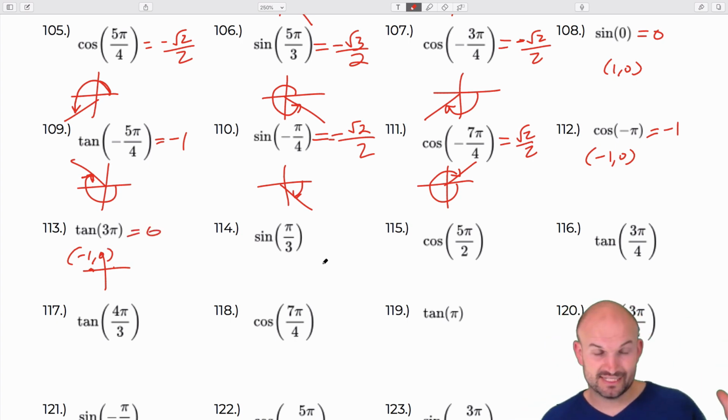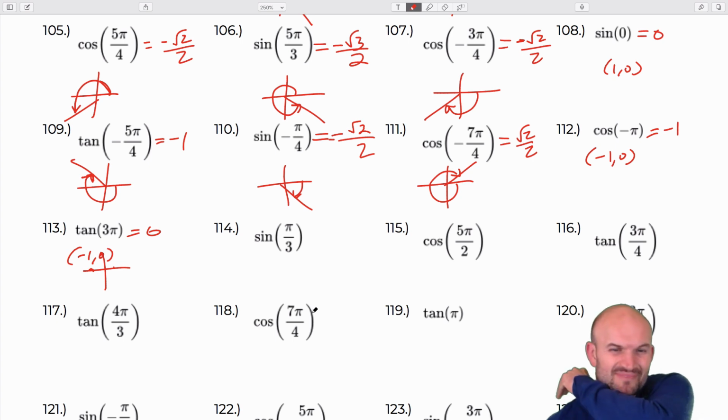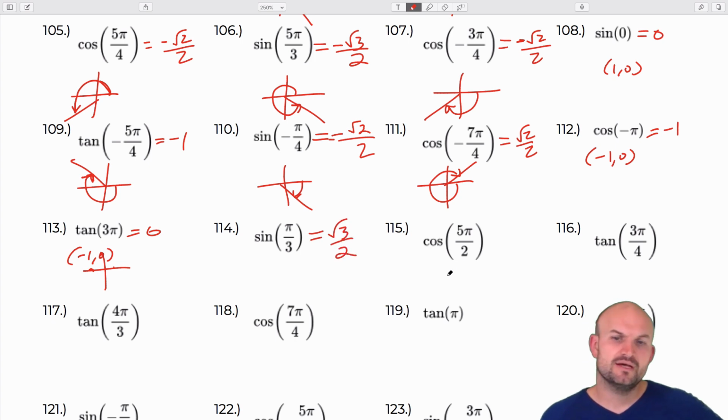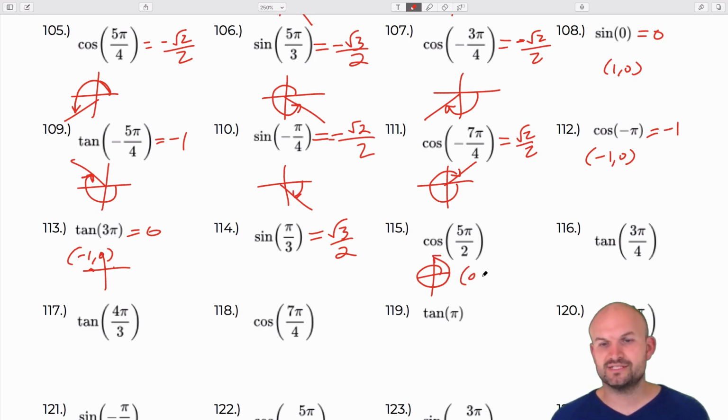Sine of pi over 3, that's in the first quadrant. So the sine of pi over 3 is just going to equal positive square root of 3 over 2. 5 pi over 2, that's going to be more than a revolution, right? That's 4 pi over 2, and that's 5 pi over 2. So that coordinate point is 0, 1, which is just equal to 0.